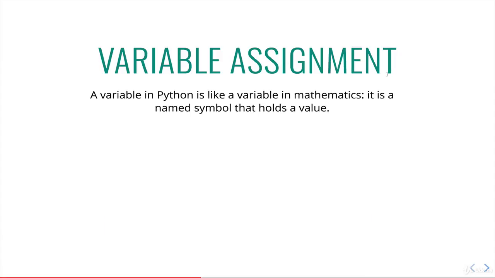So variables in Python are like variables in math. If you ever took algebra, you probably saw equations that had x's or y's or other letters interspersed inside the equations. It's the same idea here. So our variables hold a value and they have a name. So those are the two key components.